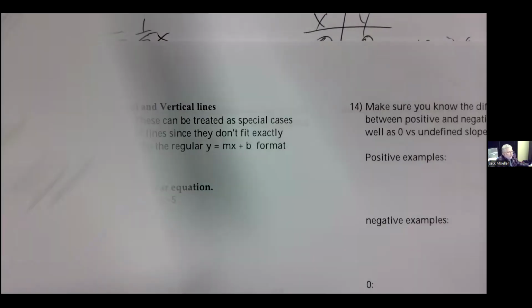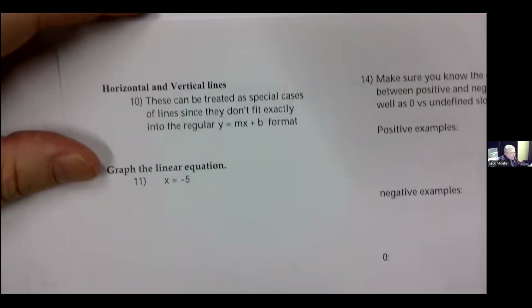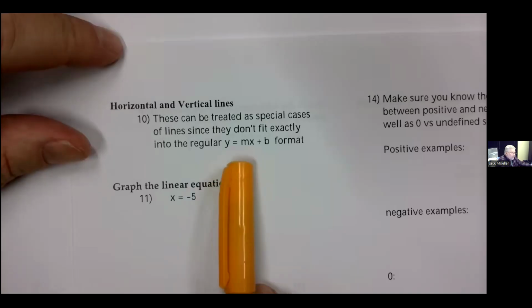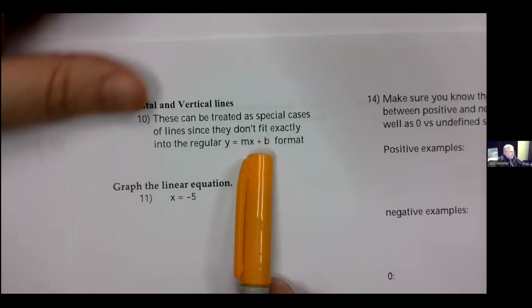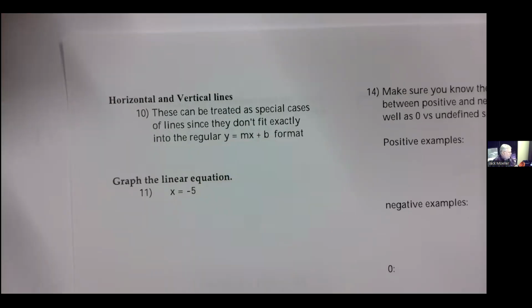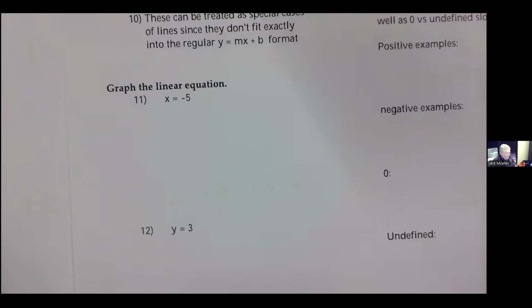One thing with horizontal and vertical lines: most lines will fit in that y equals mx plus b format, the slope-intercept form, because there's going to be a y and an x. But horizontal and vertical lines are kind of special cases. So let's start by doing a t-table for x equals -5.